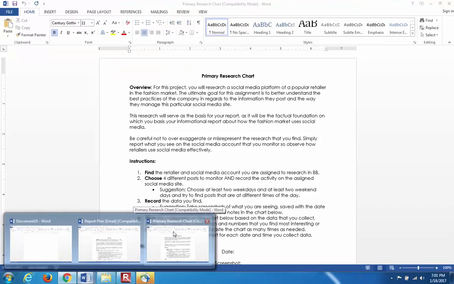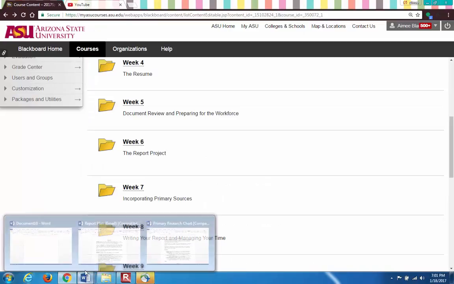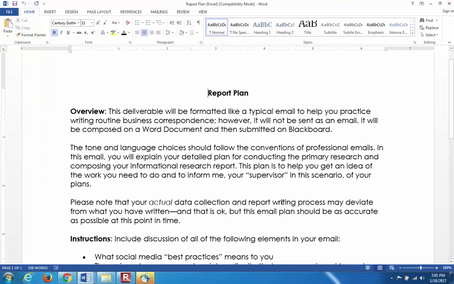The other part of the report project is you're going to have some smaller assignments that will help you to complete the report. So yes, the main focus is that final draft of the report, but the report plan is going to be something that you do first. And the report plan is an email to me, but instead of emailing it through Google or Gmail or whatever, you are going to compose it in Word and then submit it on Blackboard.